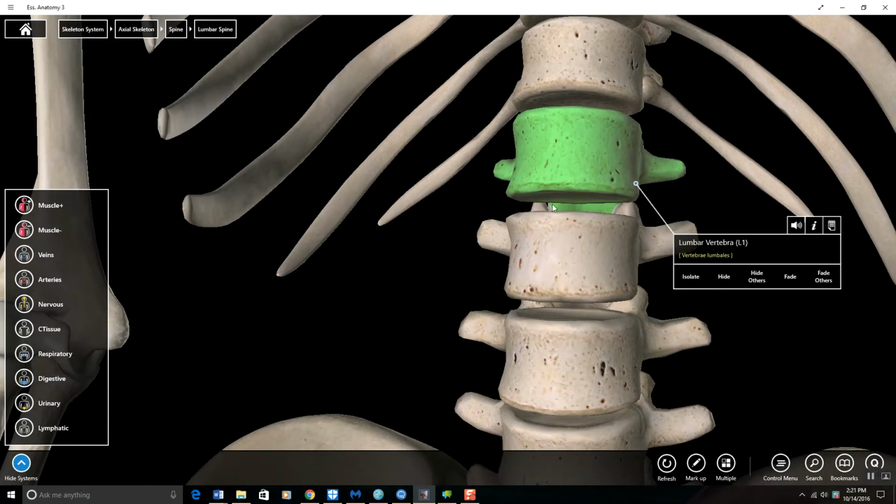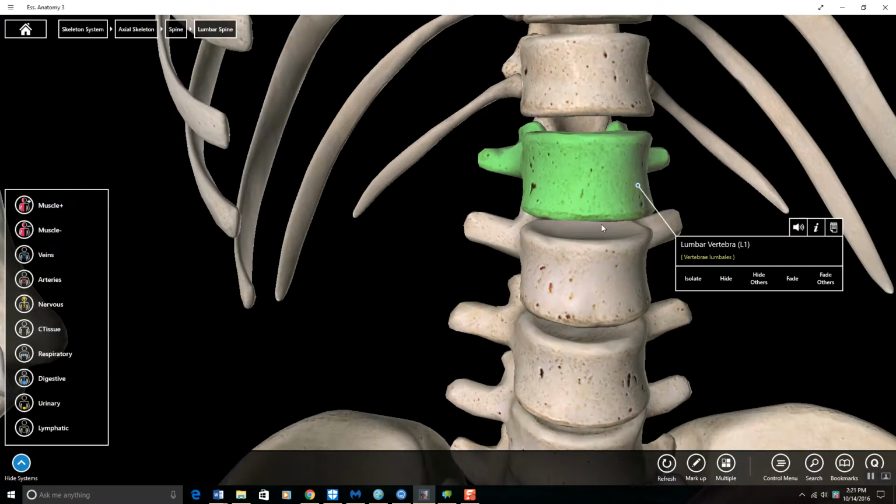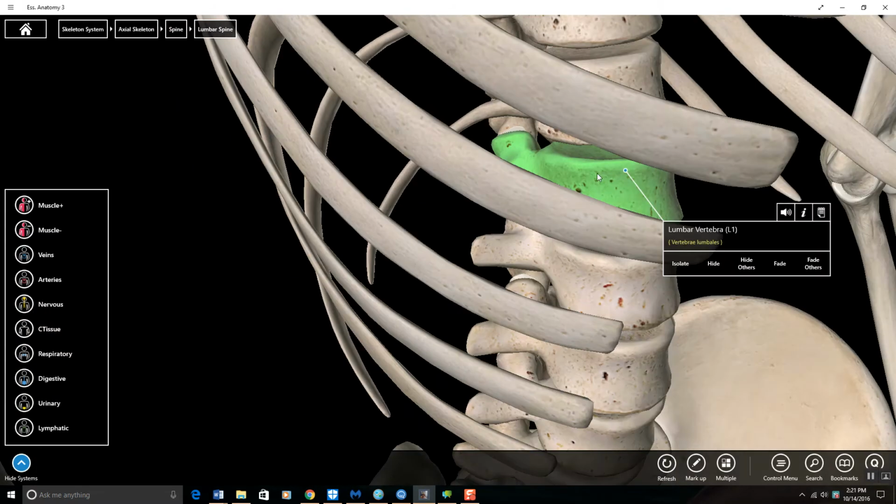In the middle of the spine, between these bony vertebrae, you have what's called the disc. This does not show the disc, but the disc is in between the bone, and the disc is kind of like a crab meat material, like a shock absorber.